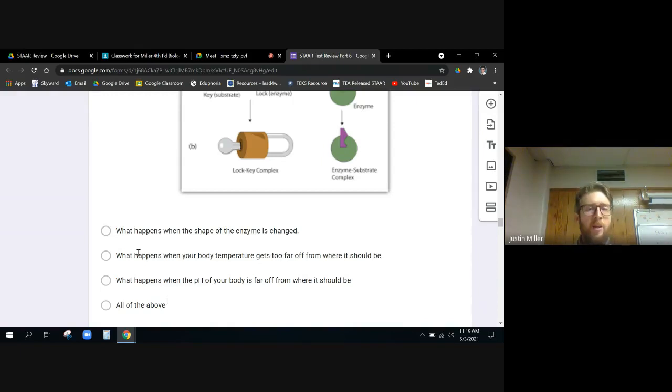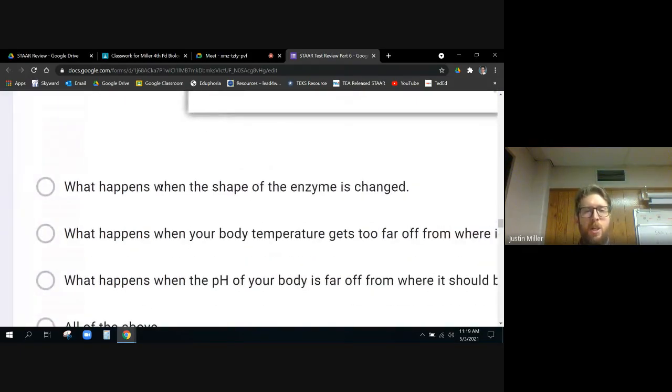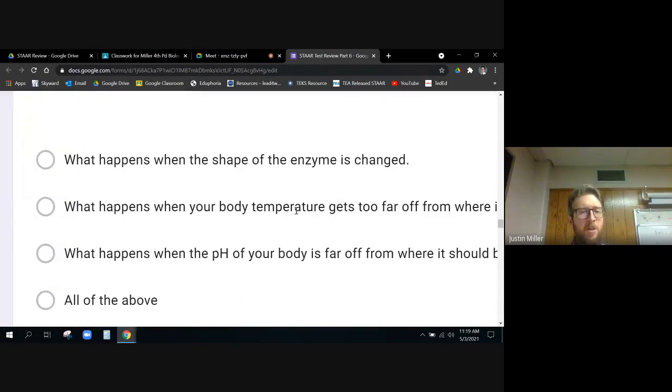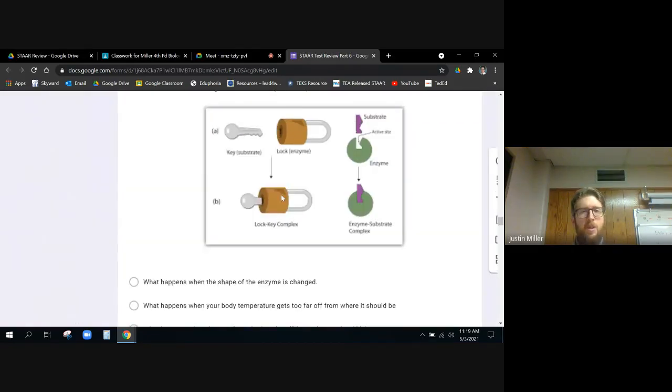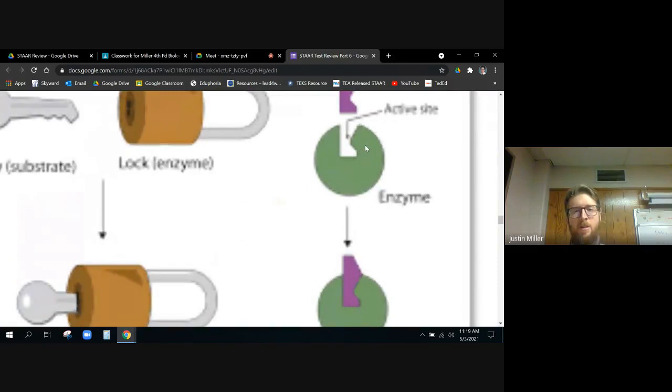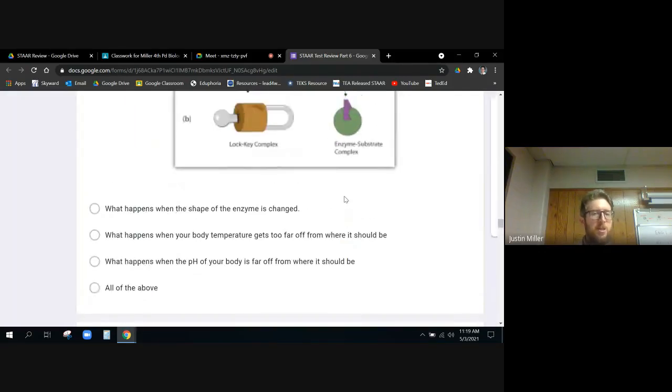Let me tell you why. Because it is what happens when the shape of the enzyme is changed. But your body temperature and your body pH are the two things that can change the shape of the enzyme. So if you get too hot, this enzyme will warp. If your body's pH gets too acidic or too basic, it will warp and it will no longer work. So the answer is actually all of the above.